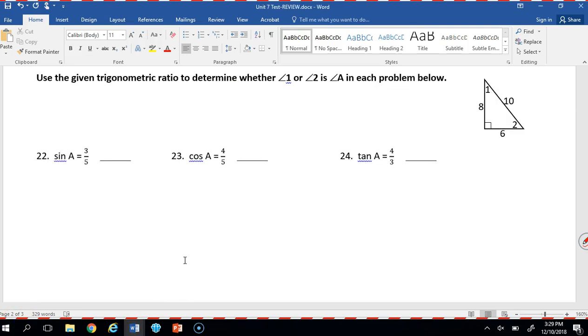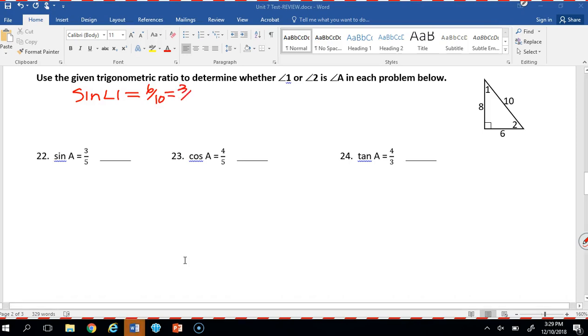Okay, for this next set of problems, it says use the given trigonometric ratio to determine whether angle 1 or 2 is A in each problem below. So what I'm going to do first is work the sine of angle 1 and the cosine of angle 1 and the tan and all that stuff. So I'm going to do all of these for angle 1 first. The sine of angle 1 is equal to, sine means opposite over hypotenuse, so that would be 6 over 10, which reduces to 3/5.